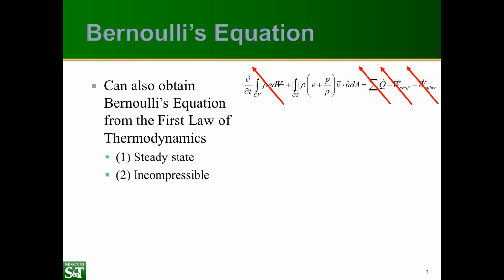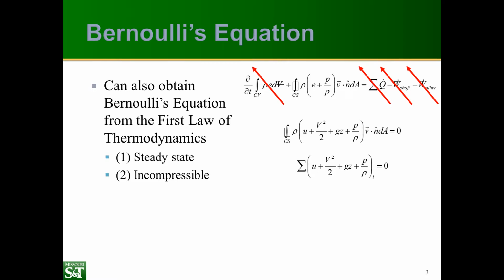Now, once we've done that, we can simplify it out. We can expand the total energy into the internal energy, kinetic energy, and gravitational potential. And we can assume a single inlet, single outlet case. So we add up the value at the inlet and the value at the outlet. And we can say that rho VA, the mass flow rate, is the same on both sides, so we can cancel that part out.